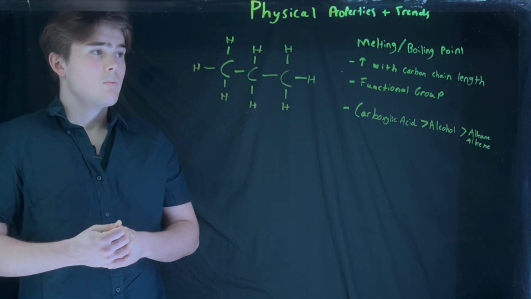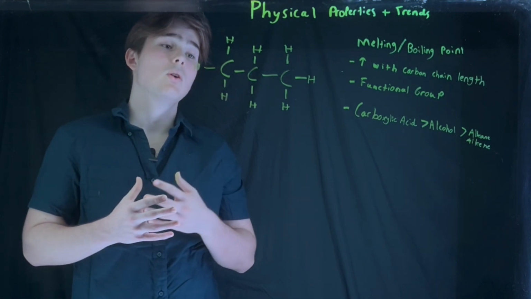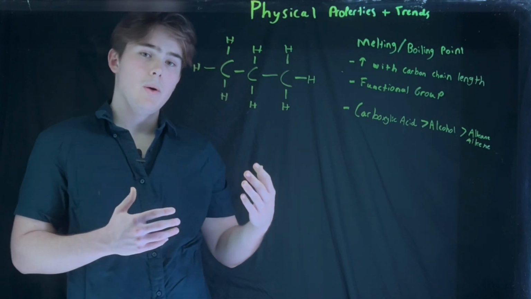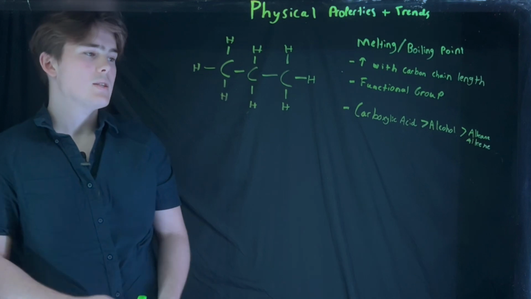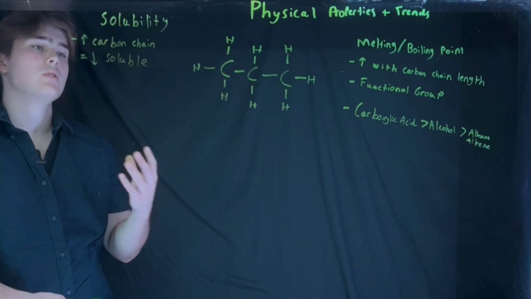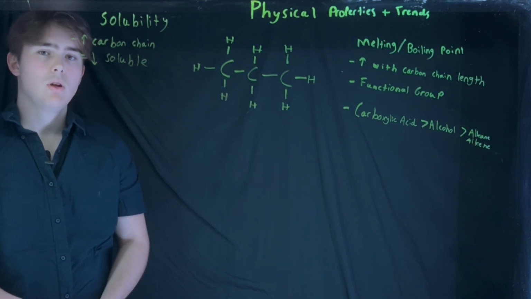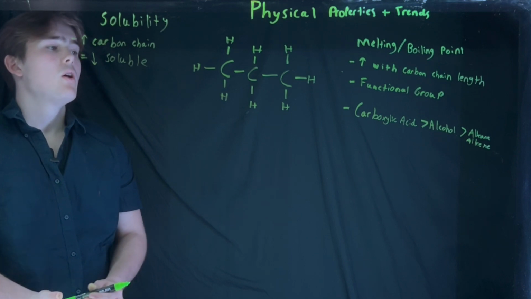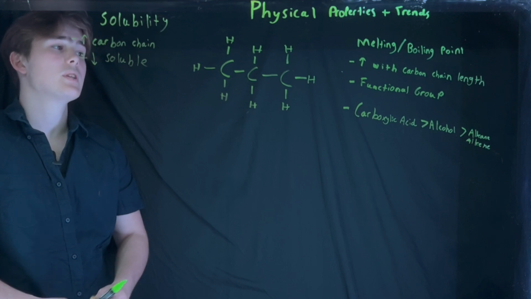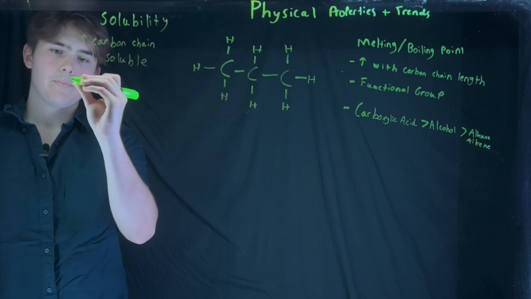Okay, so solubility in water, general rule of thumb, this is the longer the carbon chain, the less soluble that molecule is in water. Okay, so I'll write that down. So what I've written there, increased carbon chain length equals a less soluble molecule. Okay, one thing that will also influence its solubility is again that functional group on the molecule.